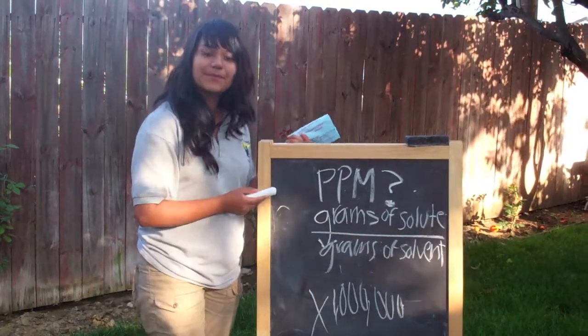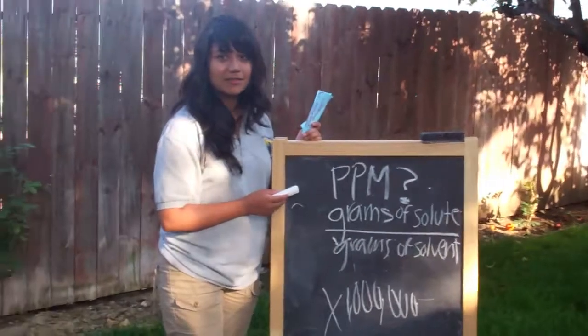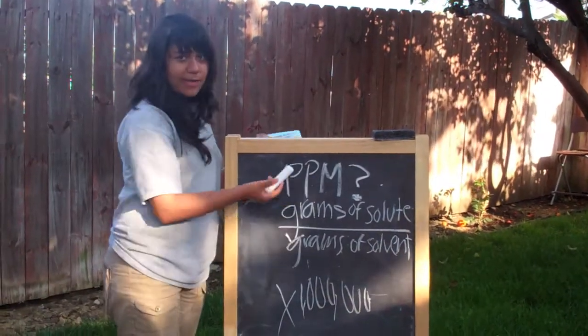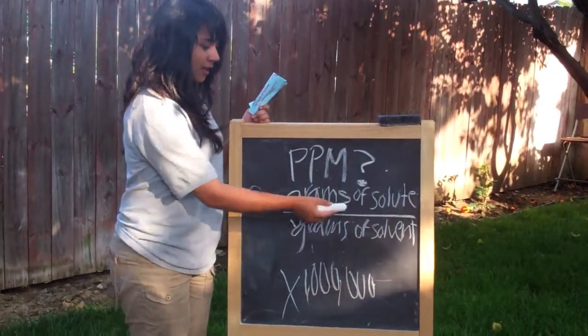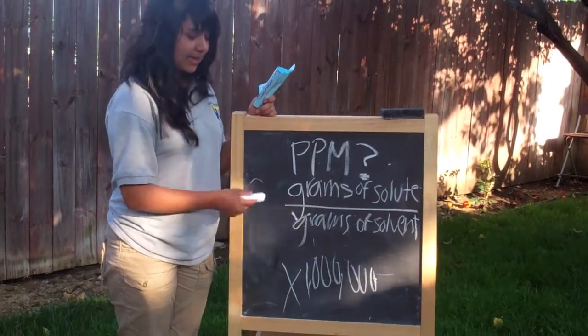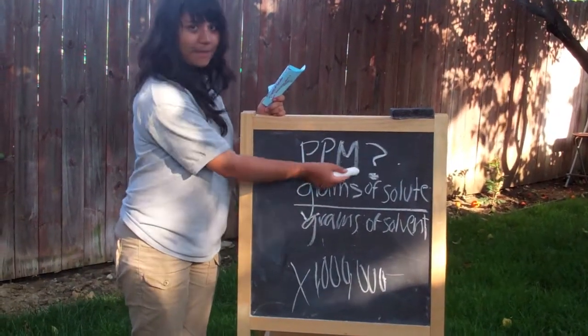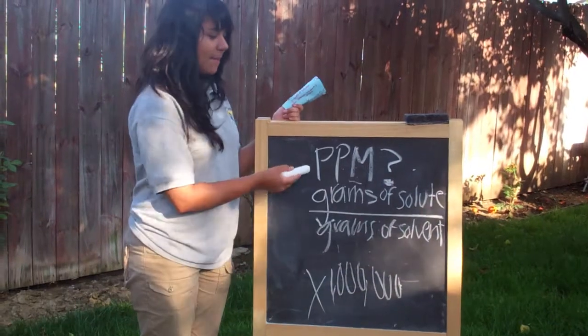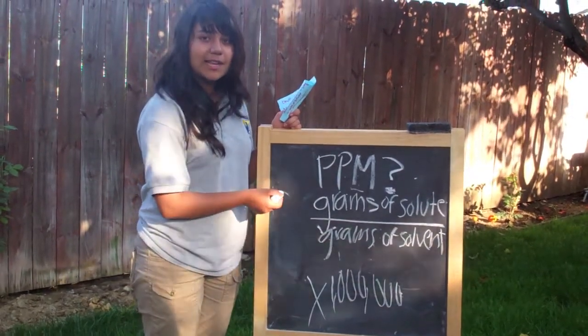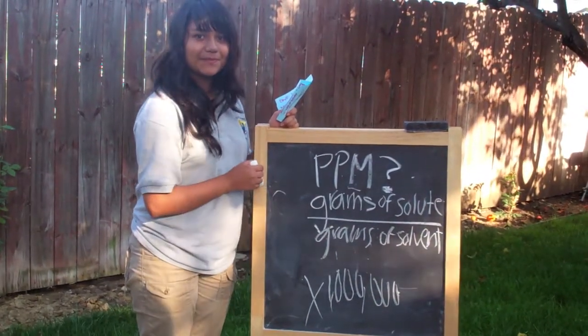ppm. Wait, what's ppm? You don't know? Well, ppm is parts per million. Oh. Grams of solute over grams of solvent times a million. And then ppm and molarity are ways of measuring concentration.